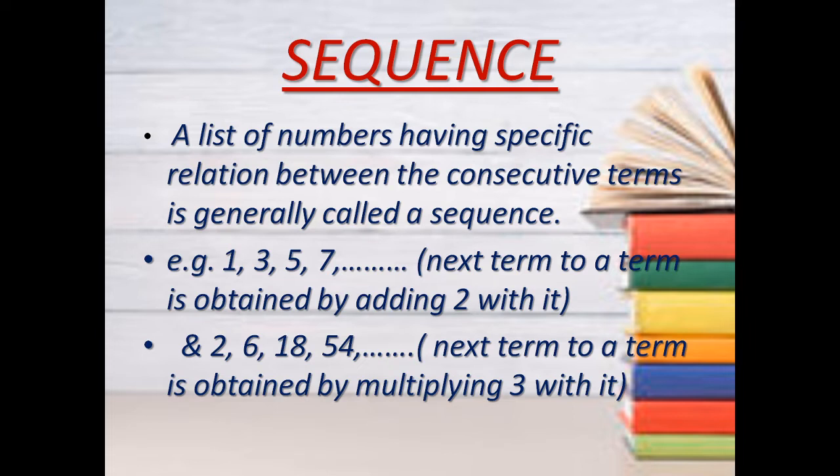And another example: 2, 6, 18 and 54. In this, the next term is obtained by multiplying the preceding term by 3. If you take 2 and 6, 6 is obtained by multiplying 2 by 3, and 18 is obtained by multiplying 6 by 3. 54 is obtained by multiplying 18 by 3. Therefore, every term is obtained by multiplying by a fixed or specific related number, that is 3. I think everyone has perfectly understood what a sequence is.